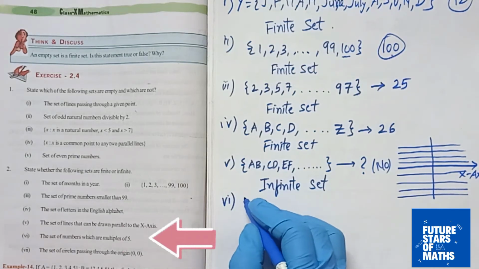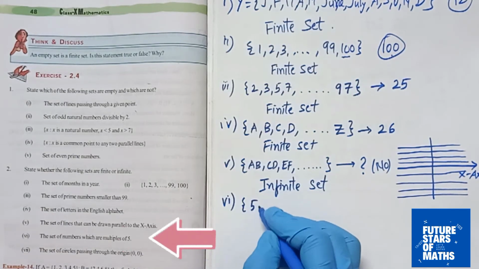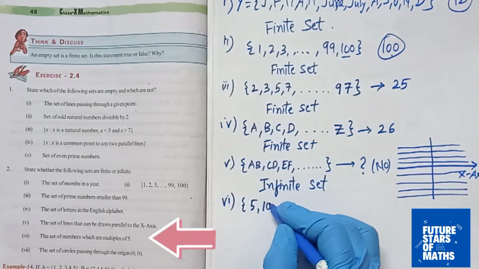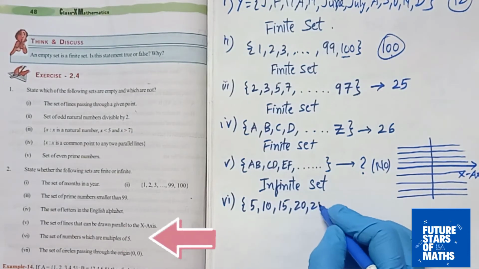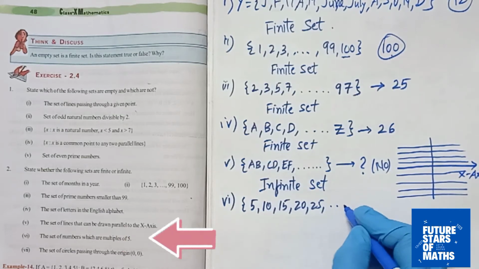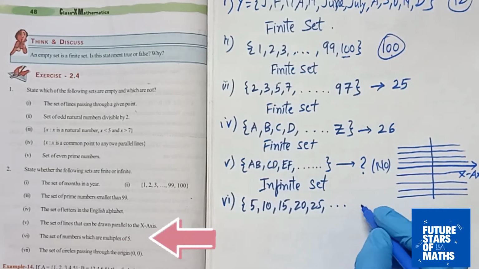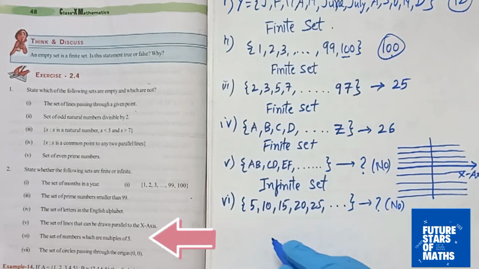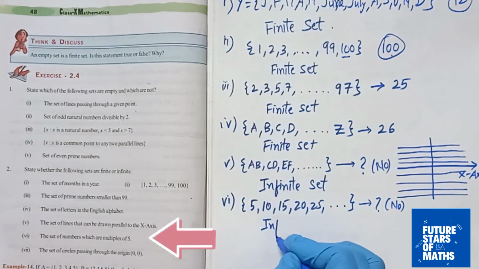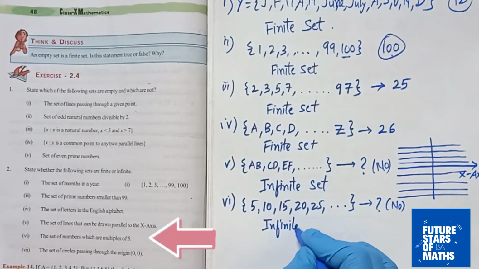Now the next set is the set of numbers which are multiples of 5. So what is the set? Multiples of 5: 5, next it will be 10, 15, 20, 25. Like this, many more can be written. We cannot write the last number here. So, is it countable, students? No, infinite are there. So what can we write? It is an infinite set.